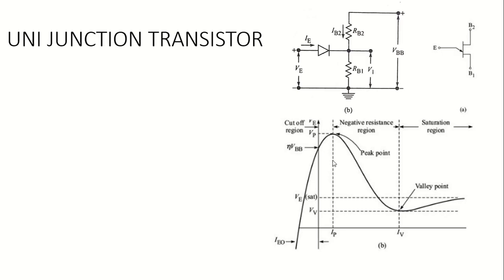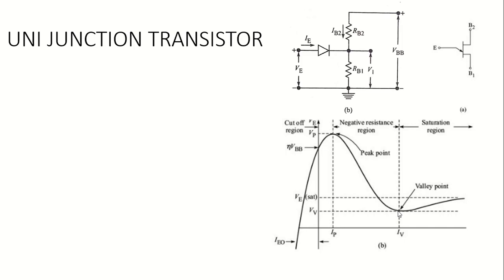So as the current increases in this VI characteristics, the x-axis takes current and the y-axis is emitter voltage. As the current goes on increasing, from this peak point the resistance goes in a negative direction, meaning the fall of resistance happens in this region. That's why it is particularly named a negative resistance device, and the region in which the resistance RB1 falls down is called the negative resistance region, and it falls down to a least value called the valley point VV.